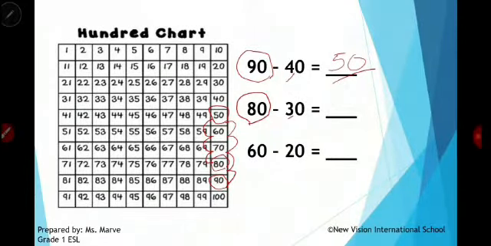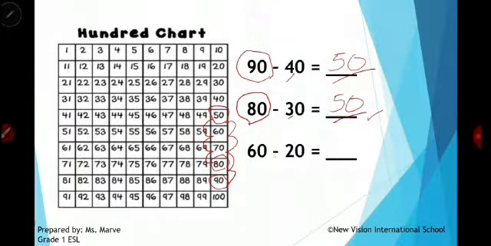We landed on number 50. So the answer here is 50. Very good. Let's read it. 80 minus 30 is equals 50. The difference here is 50. Is your answer correct? Good job. You can put a check to that.